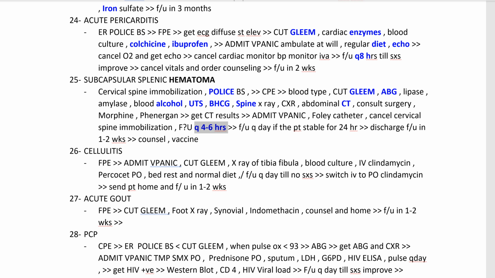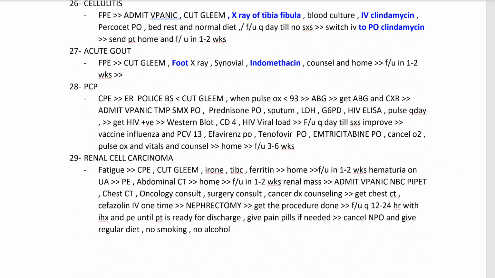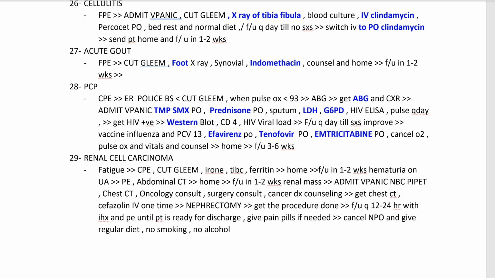That's about it. Cellulitis, you want to do X-ray of the right tibia, blood culture, give IV clindamycin, and once improved, convert it to PO clindamycin. Gout, you want to do foot X-ray, and then give him indomethacin. PCP, you want to do the PoliceBS or the ABG, and give him TMP-SMX and prednisone. You order lactate dehydrogenase for hemolysis, G6PD. After that, you test for HIV. Once it's positive, you want to start efavirenz, tenofovir, emtricitabine. Remember these are the ones that had the least side effects. And then you want to follow up in 3 to 6 weeks.